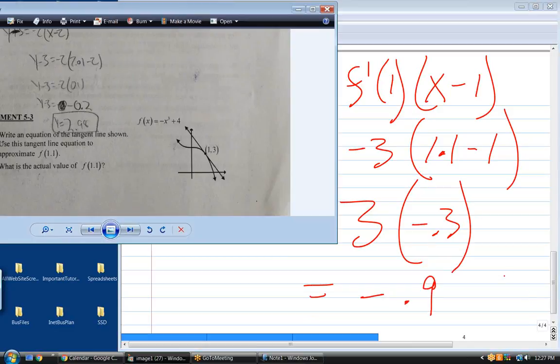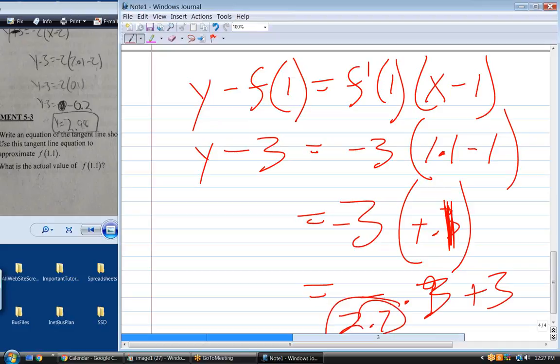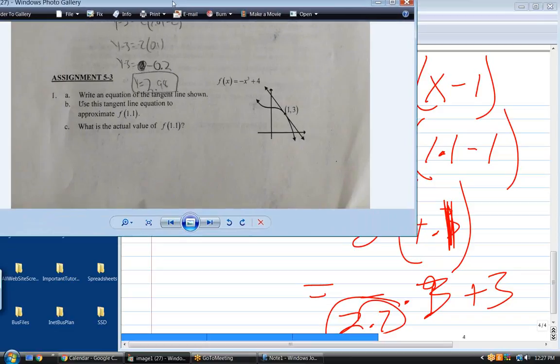Wait. I got it wrong. That's negative 0.3. And then wouldn't you carry? And that's positive. Well, this is negative. That's positive. So what did I do? And then you multiplied it by negative 3. Oh, and then I've got to add 3 to it. Yeah, sorry. So our answer should be 2.7. Is that the correct answer? Yeah, I think so. That's what I got.